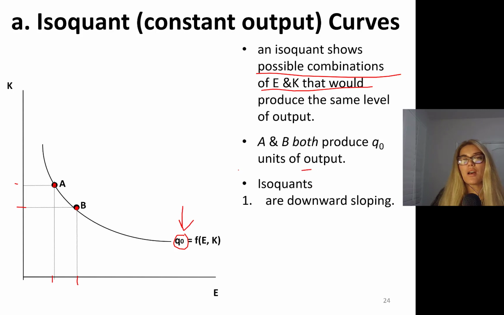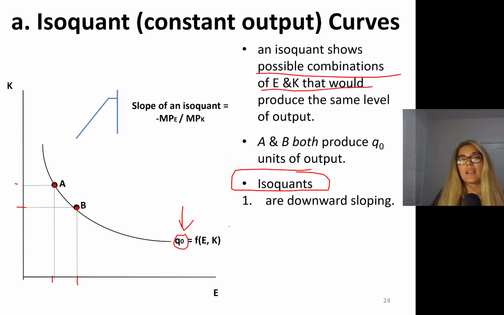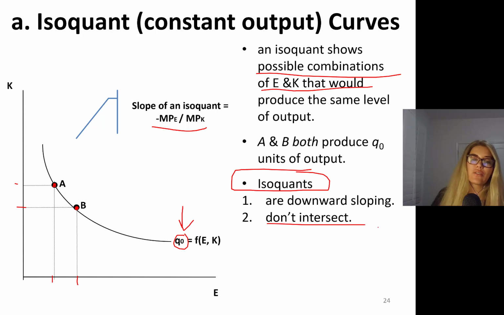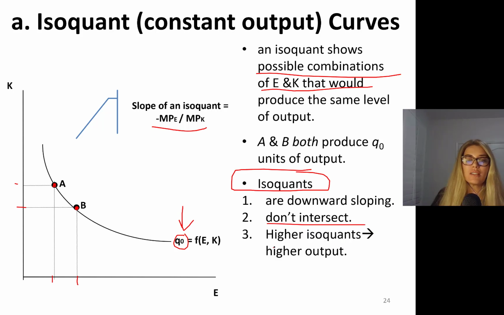Let's talk about the properties of the isoquants next. Number 1, they are downward sloping. Number 2, the slope of an isoquant will be equal to the marginal product of labor divided by the marginal product of capital. Isoquants do not intersect with each other, just like indifference curves. And higher isoquants mean a higher level of output.